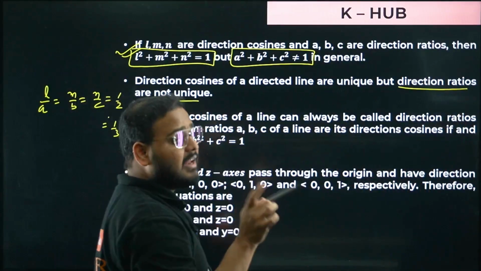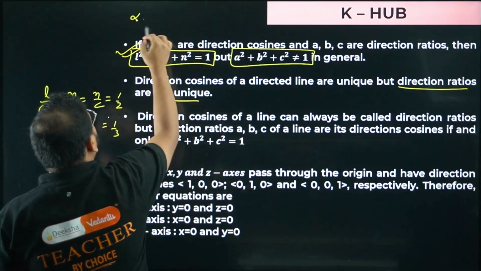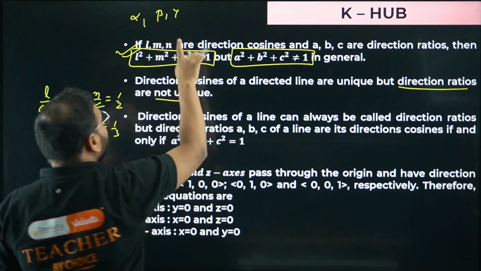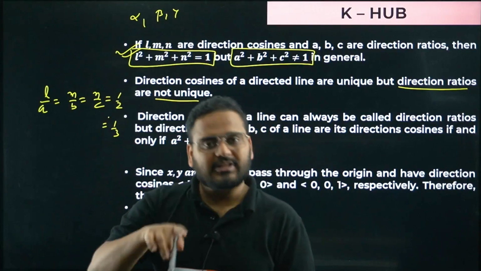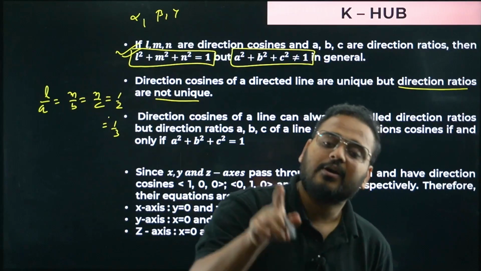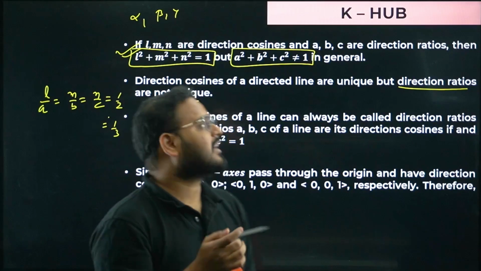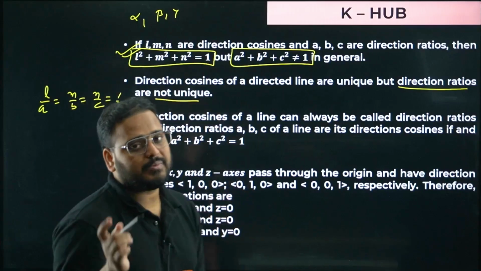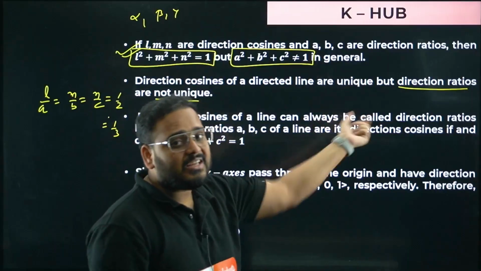Whereas in the case of l, m, n, always unique, bacha. Why unique, sir? Please think about it. Alpha, beta, gamma will be unique in nature. Angle made by the vector with respect to your x-axis, y-axis, z-axis cannot change, right? For any given vector, alpha, beta, gamma will be constant. Providing that cos alpha, cos beta, cos gamma will also be unique. That's why DC is unique, but DR is not.